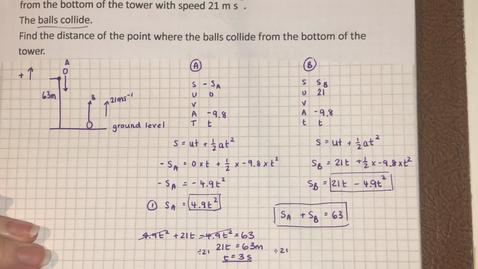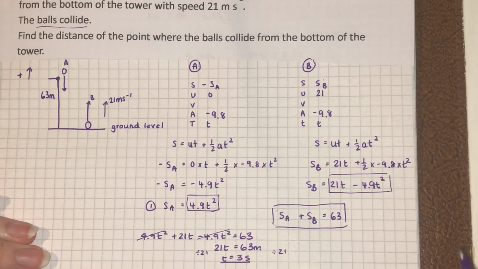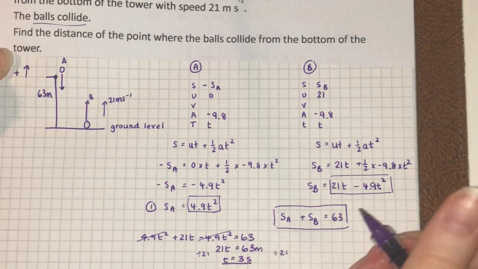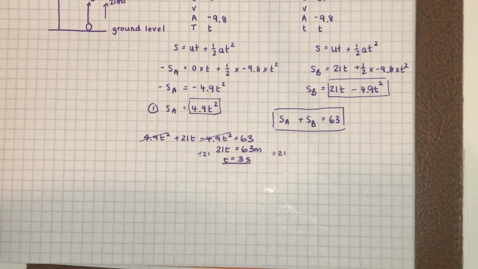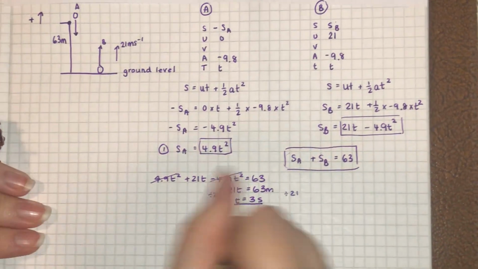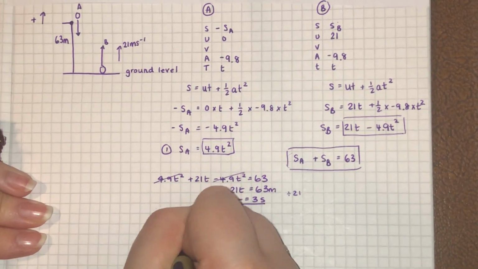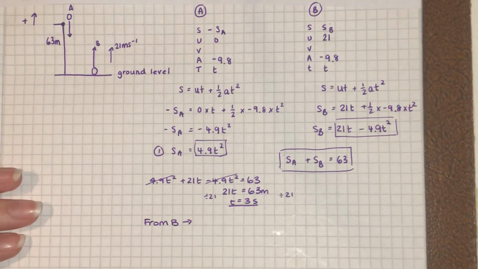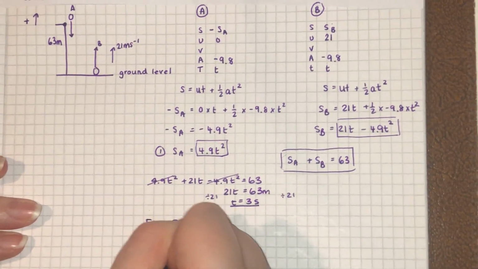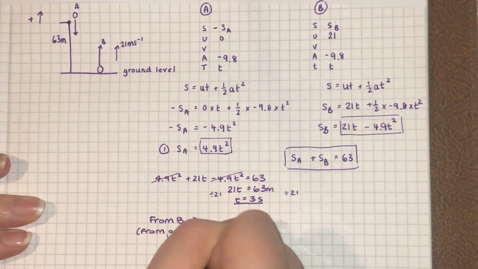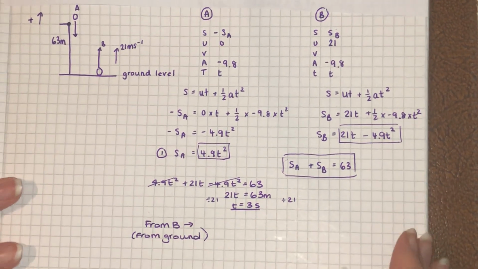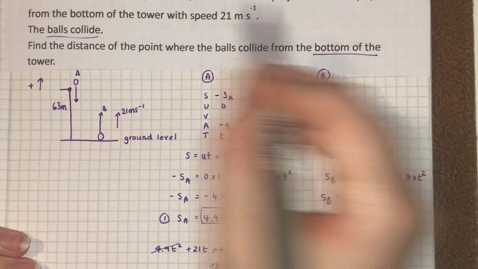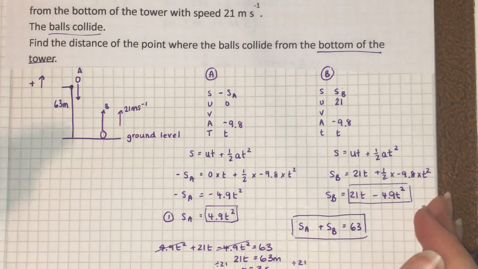So then we can put it into one of the equations. We're going from the ground, so it means that we've got to focus on B. I'm running out of space. Move it down a bit. There we go. So we're going to go from B, okay, because this one is from the ground. And in the question it said, find the distance of when the balls collide from the bottom of the tower. So that means at ground level.